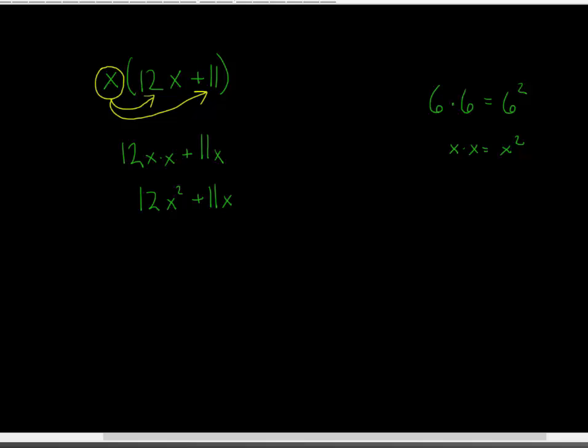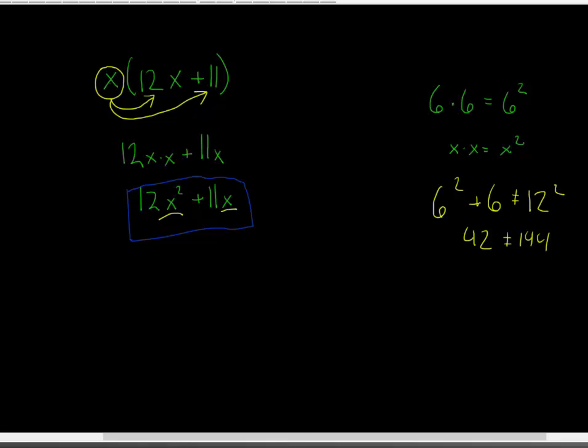Now, the name of the game is combining like terms when we're simplifying. This x squared and this x, those are not like terms. You cannot combine those together. That's like trying to say 6 squared plus 6 is 12 squared. It's clearly not correct. 6 squared is 36 plus 6, that'd be 42 equals 144. So you cannot combine polynomials of different degrees. This is as simple as it's going to get.